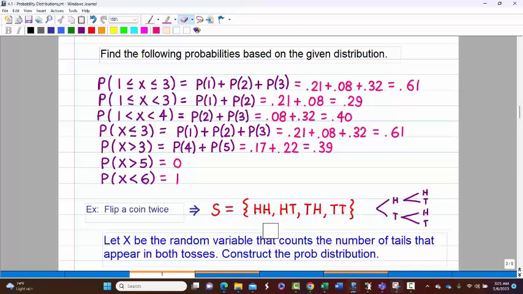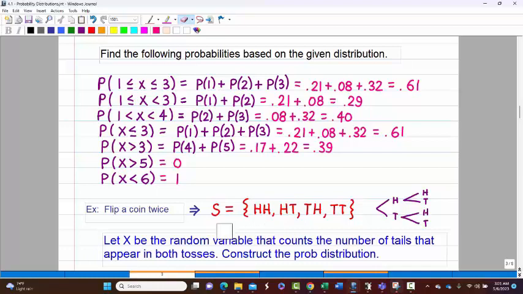So you may be thinking, hey, didn't you tell me that X has to be numerical? The random variable has to be numerical. That's correct. These are not numerical. So X has to be defined from this experiment in a way that would make it numerical.